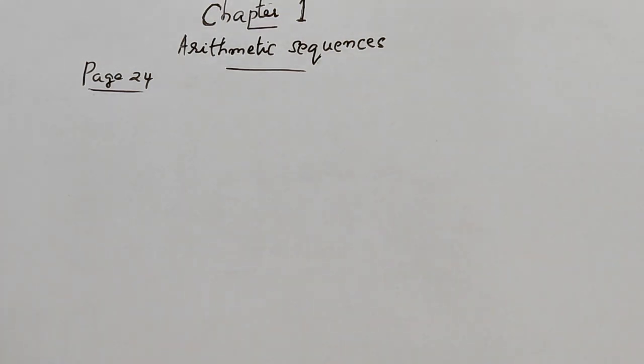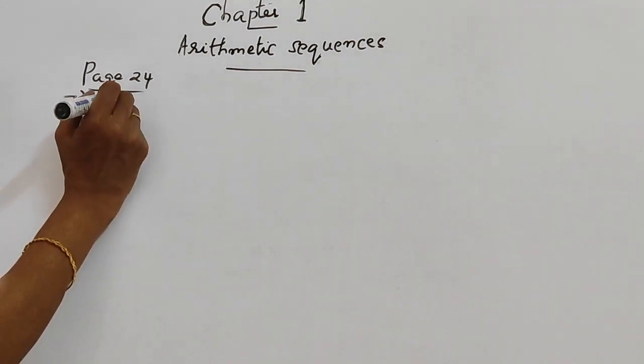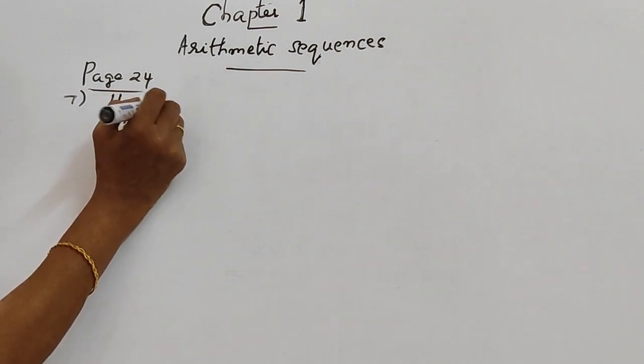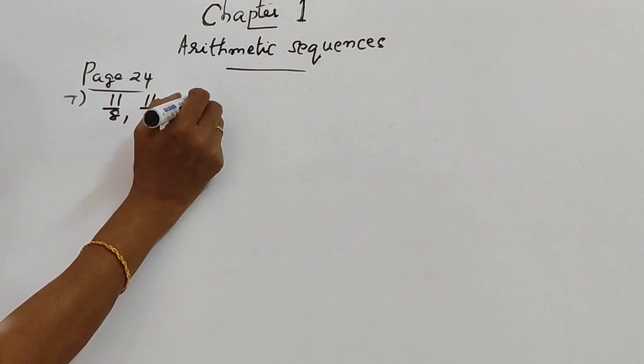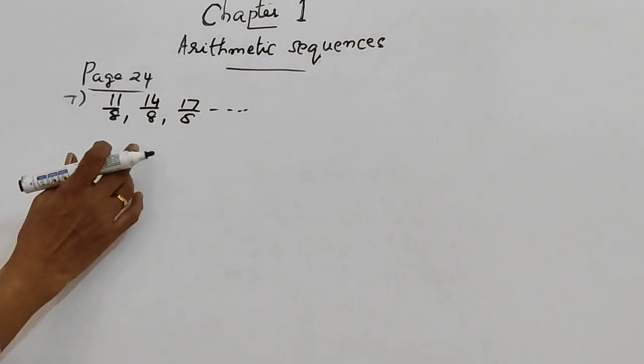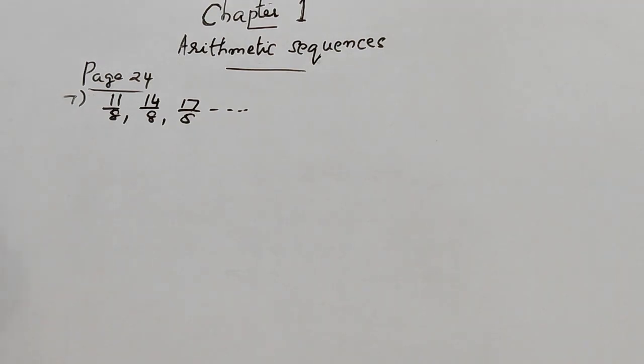Now, 7th question. Question number 7 is: write the whole numbers in the arithmetic sequence 11 by 8, 14 by 8, 17 by 8, and so on. They form an arithmetic sequence. Write the whole numbers in this arithmetic sequence. You have to show that whole numbers are also contained in this.